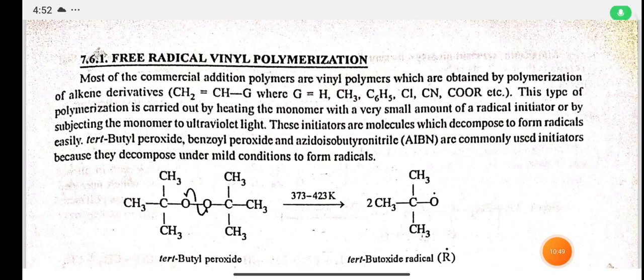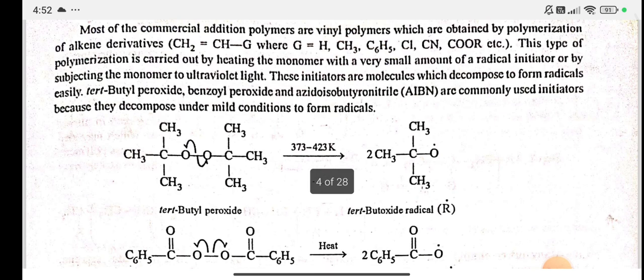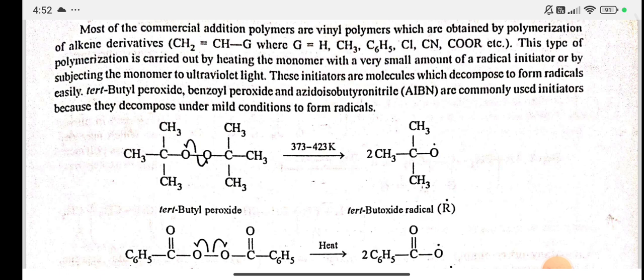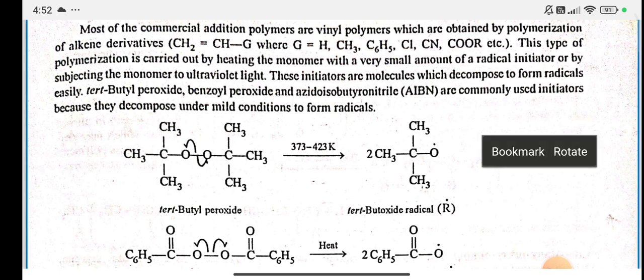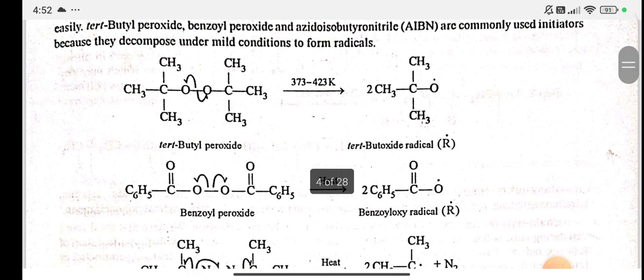Most of the commercial addition polymers are vinyl polymers which are obtained by polymerization of alkene derivatives. This type of polymerization is carried out by heating the monomer with a small amount of radical initiator or by subjecting the monomer to ultraviolet light. These initiators are molecules which decompose to form radicals easily. Tert-butyl peroxide, benzoyl peroxide, azobisisobutyronitrile are commonly used initiators because they decompose under mild conditions to form radicals.